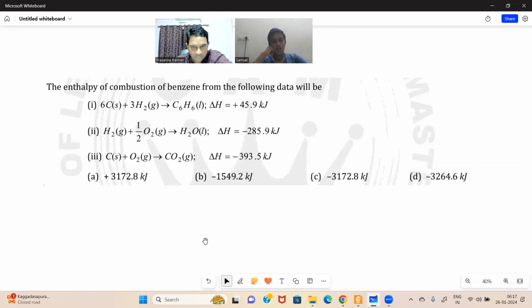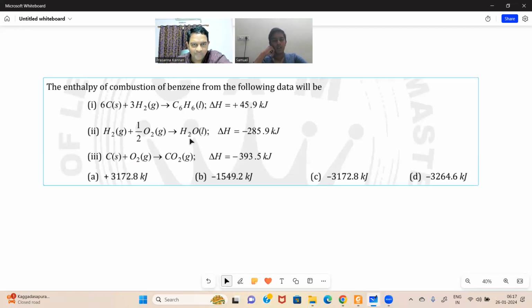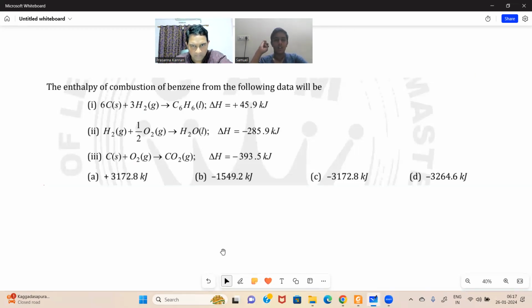The heat change involved in formation of 1 mole of water from its constituent elements. Very good. So what do you call that? That is also called heat of formation, or enthalpy of formation of water. Very good. What is the next one? The heat change involved in formation of 1 mole of carbon dioxide from its constituent elements. That's called heat of formation again. Yes, enthalpy of formation of carbon dioxide.